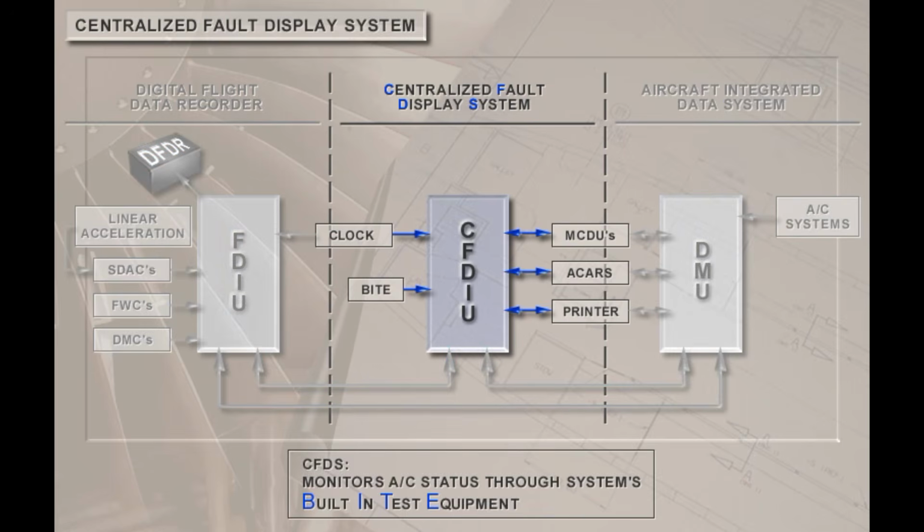The Centralized Fault Display System allows maintenance personnel to monitor the status of aircraft systems by identifying faults through each system's built-in test equipment, or BITE. The system consists of a Centralized Fault Display Interface Unit, or CFDIU, inputs from the BITE of each of the monitored systems, and a connection to the MCDUs, ACARS, and the aircraft printer. A post-flight report is automatically sent via ACARS to maintenance control after the engines are shut down.